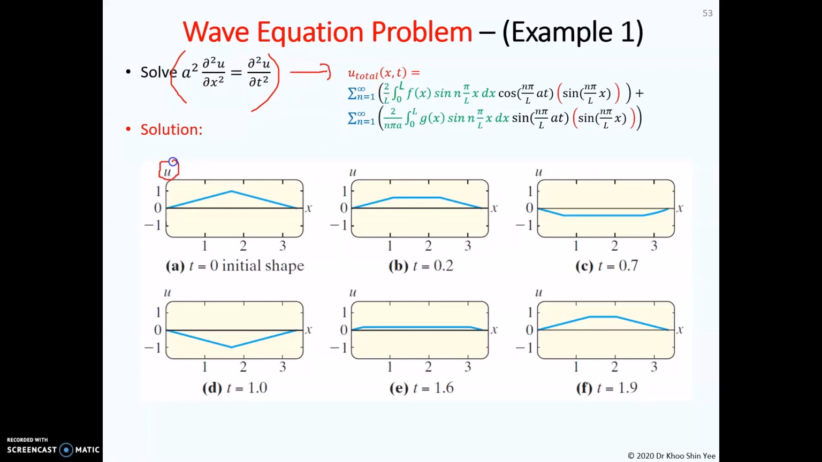U is the vibration in the vertical direction, and x is the position along the string. You know that at t equal to 0, the string is fixed at these two sides, and this is the initial condition, which is given by f(x). And the initial velocity for this string at this moment is given by g(x). If you want to know the vibration at x equal to 1 here, then we can substitute x equal to 1 inside this formula.